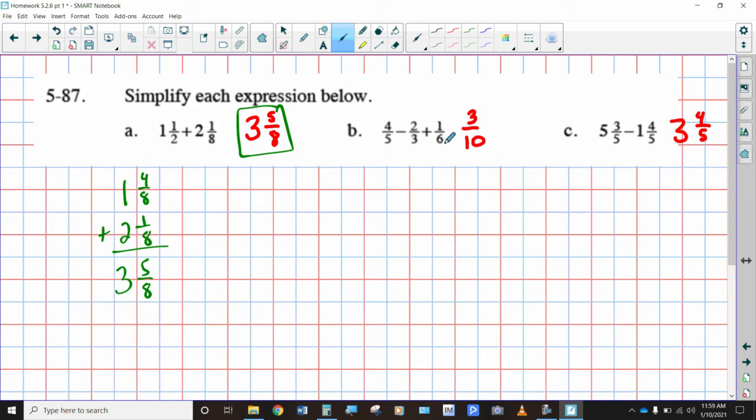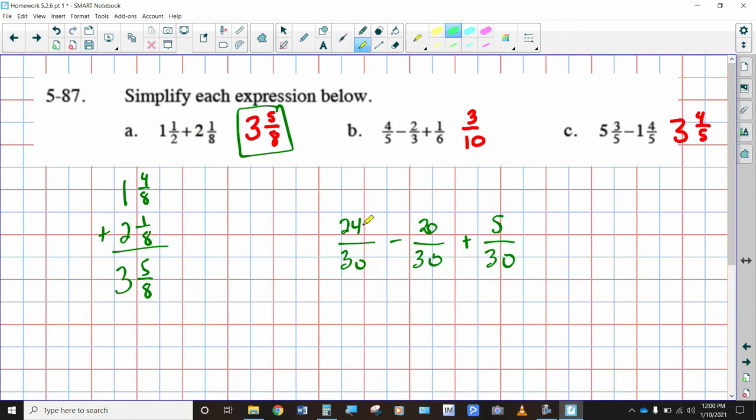Here, looks like 30 might be our common denominator, since 5 times 6 is 30 and 3 times 10 is 30. So let's just go with 30 as our common denominator. What would you multiply times 5 to give you 30? You would multiply 6. So 4 times 6 is 24. Multiply 10 times 3 to get 30. So 10 times 2 is 20. And then 5 times 6 is 30. So 5 times 1 is 5.